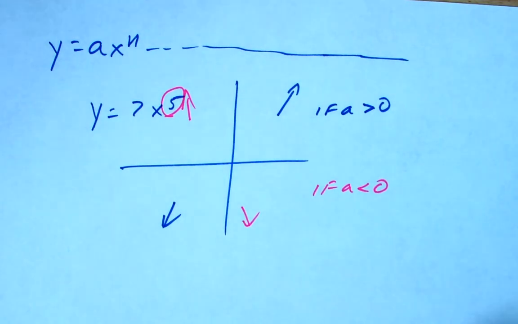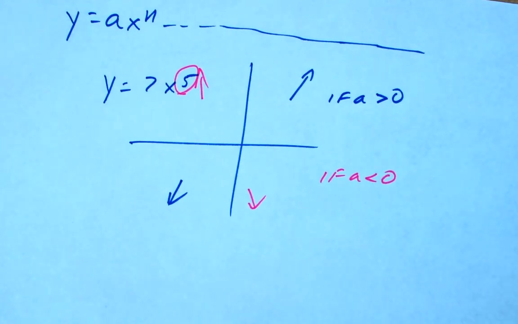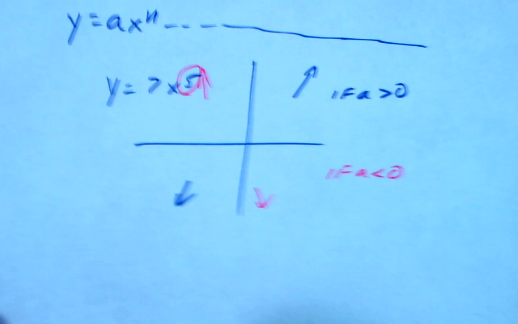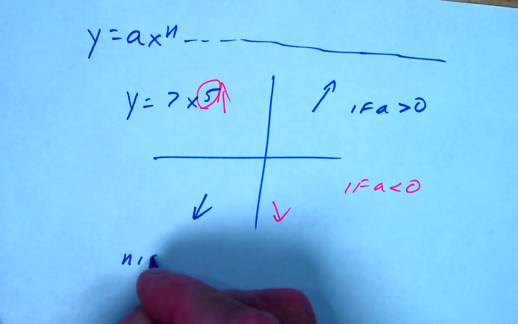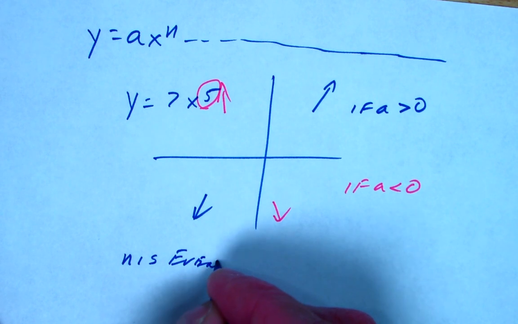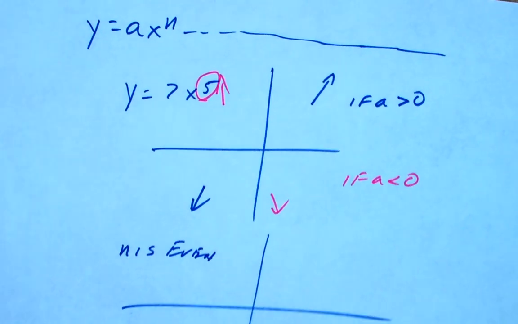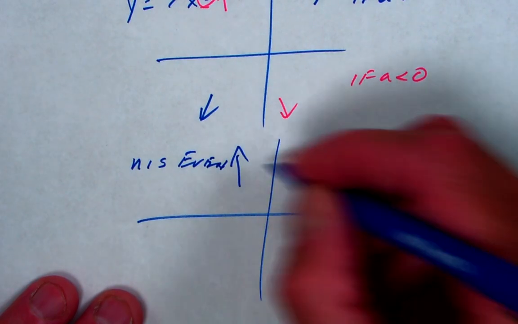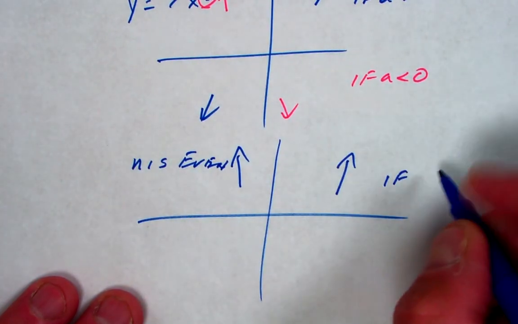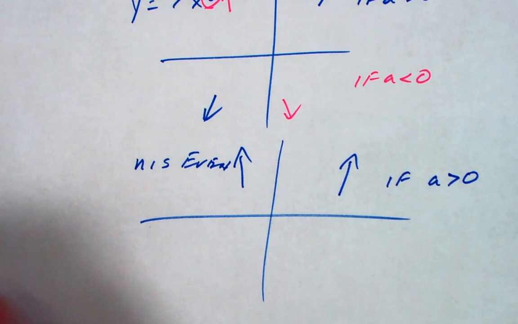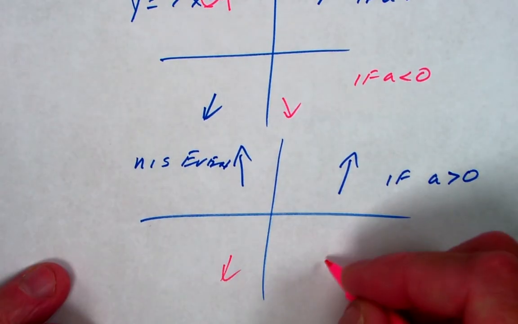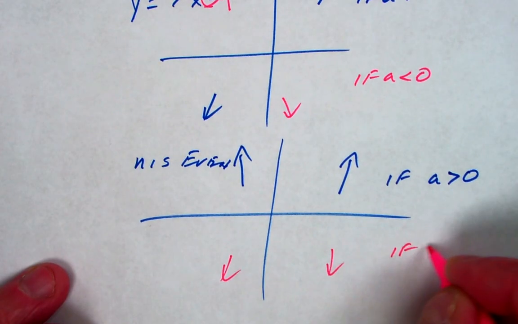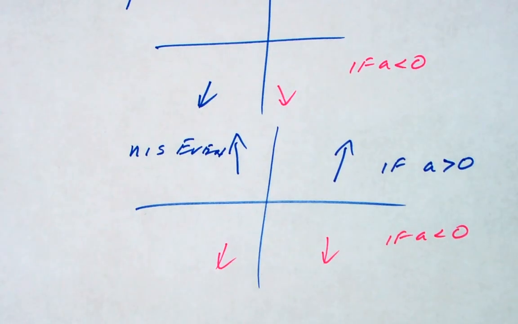You guys seen this before, right? Okay, so it's old hat. We're going to do a little activity with it here real quick. Okay? So now if I had something where n is even, it's not always going to be a parabola, but its end behavior is going to be like this if a is positive, and it's going to be like this if a is negative. Agreed?